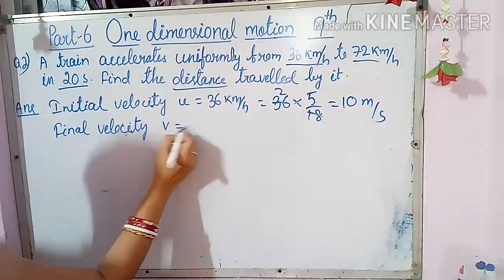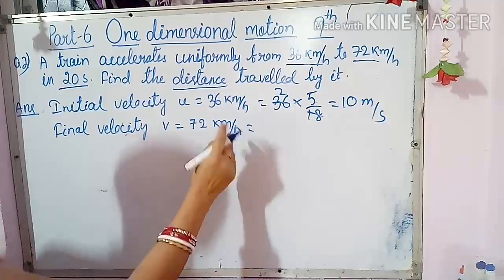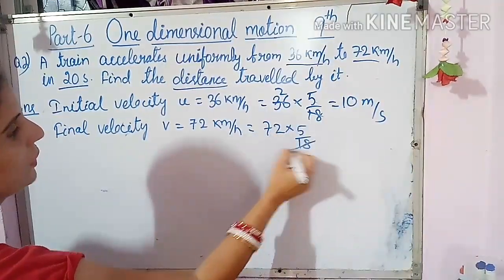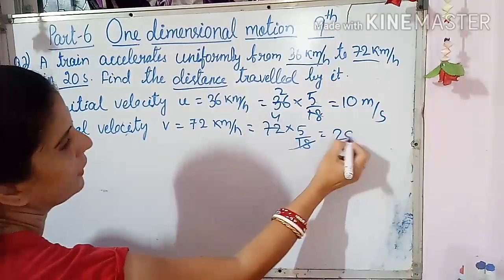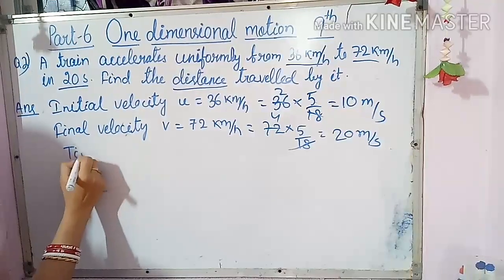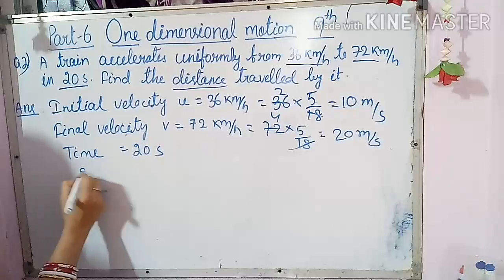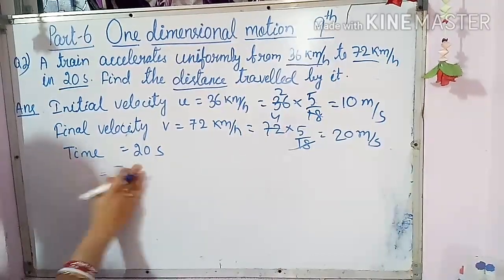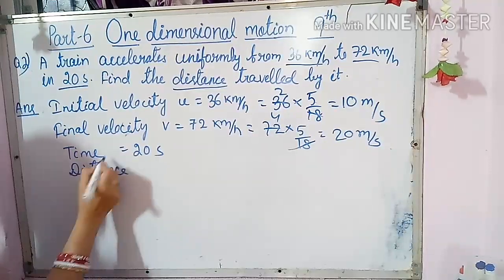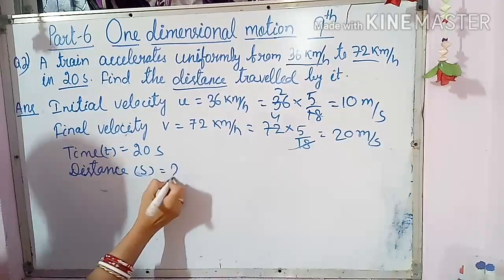That is the v equal to how much? 72 kilometer per hour. Means that also you can convert, that is 72 into 5 by 18, so you will get 4, so your 20 meter per second. Now time taken, that is the time t equal to 20 seconds. Now what is asking? S equal to question mark, distance S you can write also. Distance S equal to question mark, time t equal to 20 seconds.